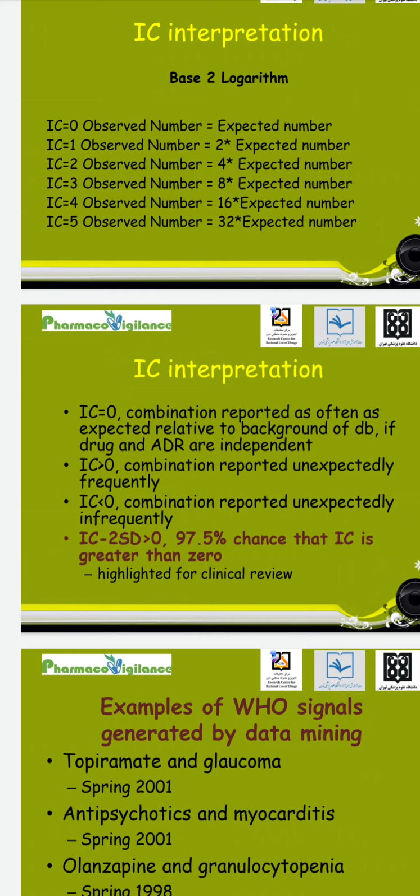If the IC, that one. IC025 more than 0, and 97.5% chance that IC is greater than 0. This interpretation is really hard for me to understand. I should search more.